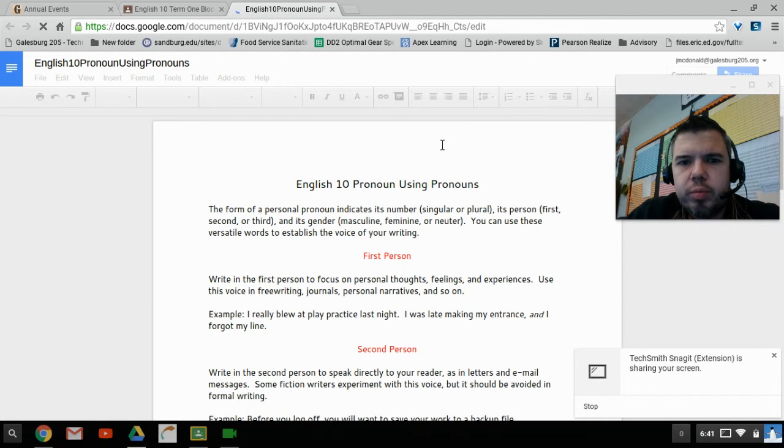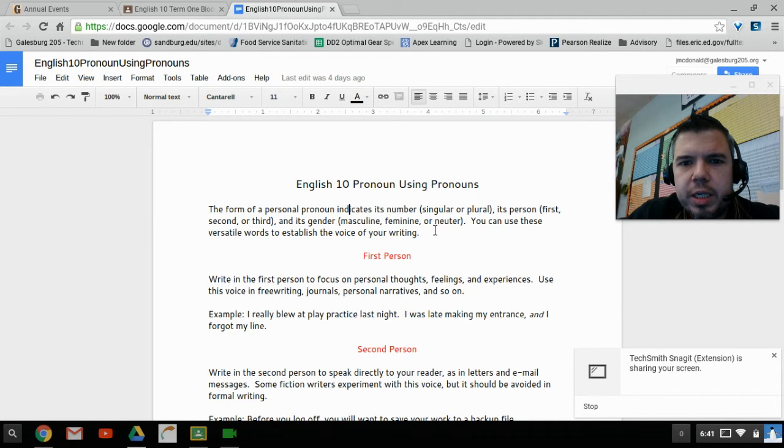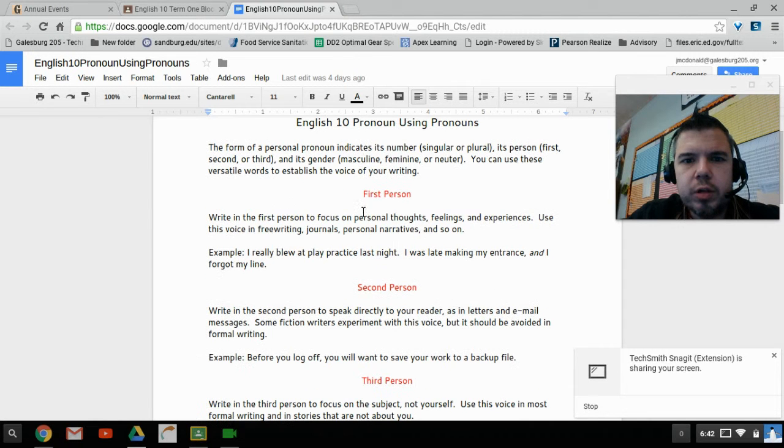The form of a personal pronoun indicates its number, singular or plural, its person, first, second, or third, and its gender, masculine, feminine, or neuter. You can use these versatile words to establish the voice of your writing. Pronouns, if you're unsure, they're from the last assignment. They replace nouns: I, he, she, it, that, those, these. There's relative and interrogative ones like who, what, where. There's lots of different pronouns. Take a look at your assignment from Friday in case you need a refresher on those.